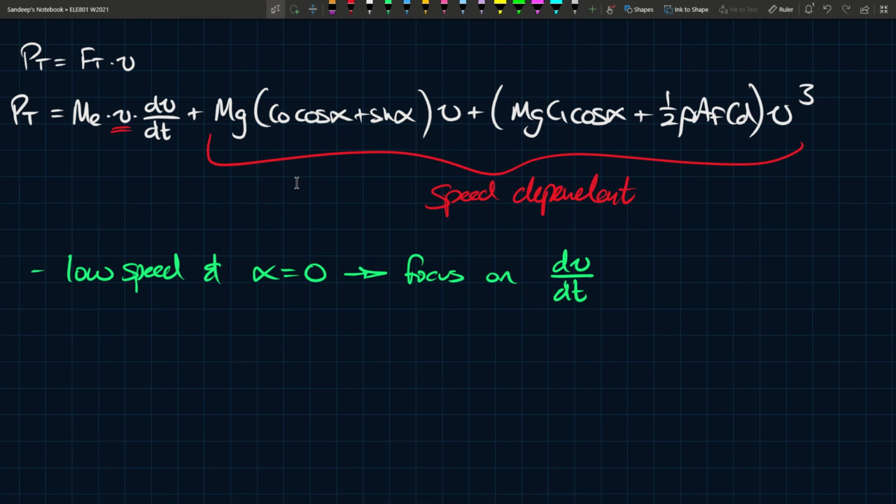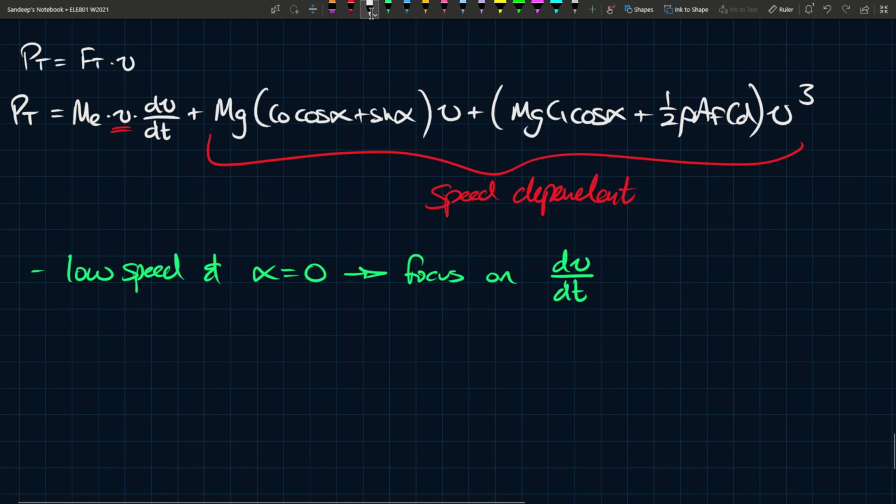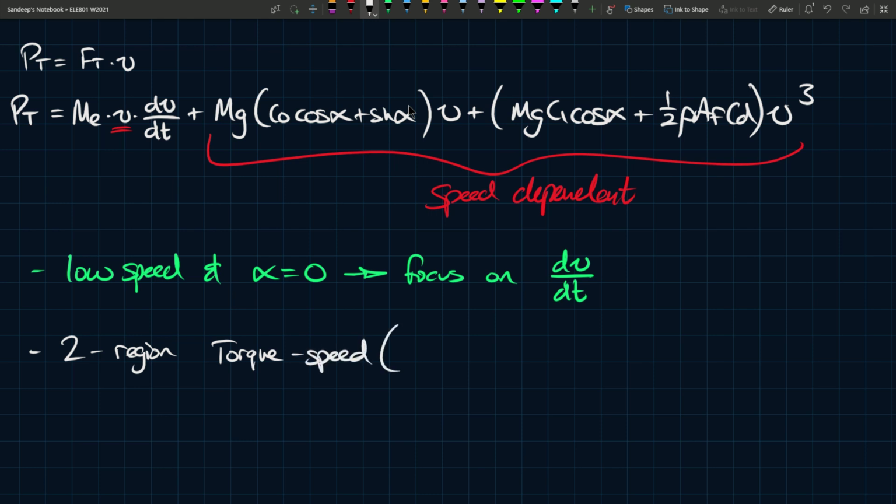And so the best way to implement or to meet these requirements, I should say, is to use what they call the two region. Sometimes it's called the torque speed. But because torque can be related to force, they'll call it force speed, sometimes, characteristic. And that's the main concept that we wanted to arrive at in this video, this torque speed characteristic.